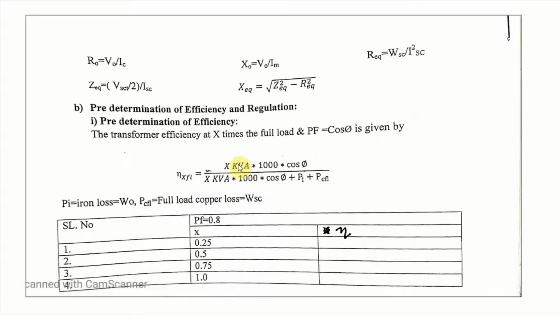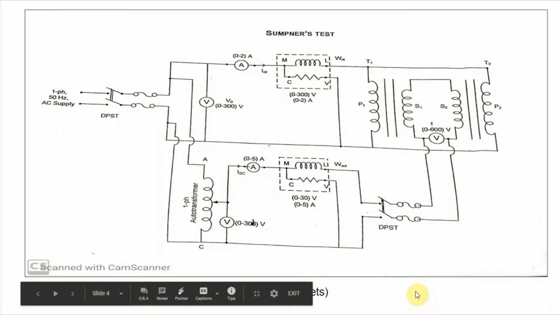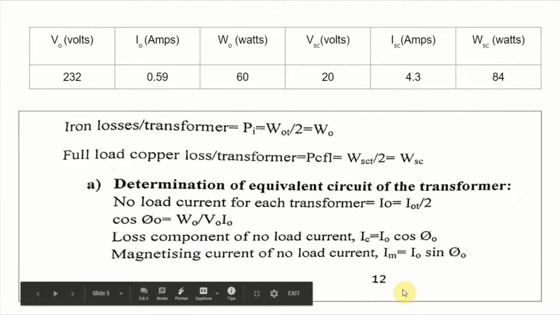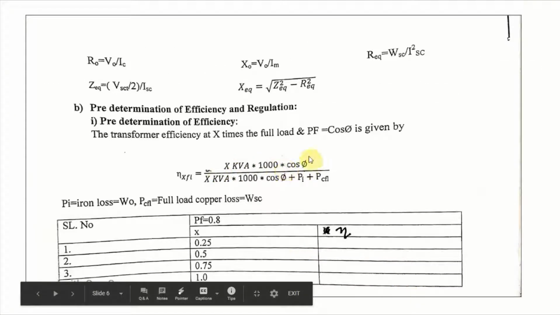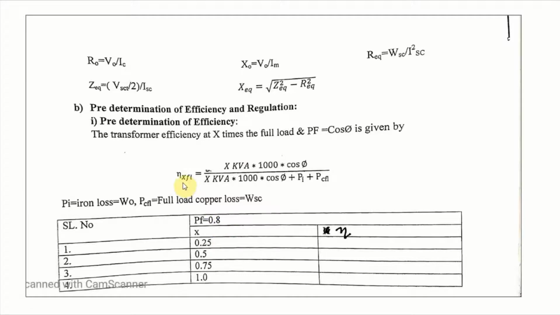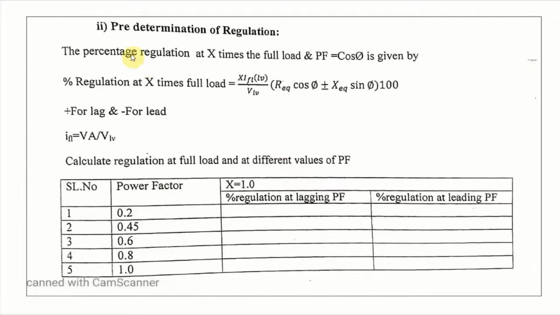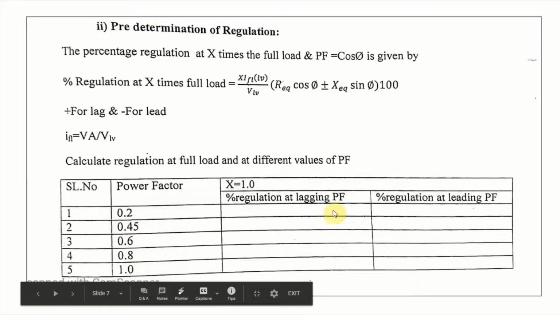So kVA is given in the specification. Sorry, I haven't explained the specification. The specification is 1 kVA, 230 volts, 115 to 230 volts. Two such single phase transformers are required. So using 1 kVA and the power factor given here, we can calculate the efficiency for different loading conditions. Similarly, the regulation is calculated using this expression. Here we will keep the loading condition constant and we'll calculate the regulation for different power factors, both leading as well as lagging.